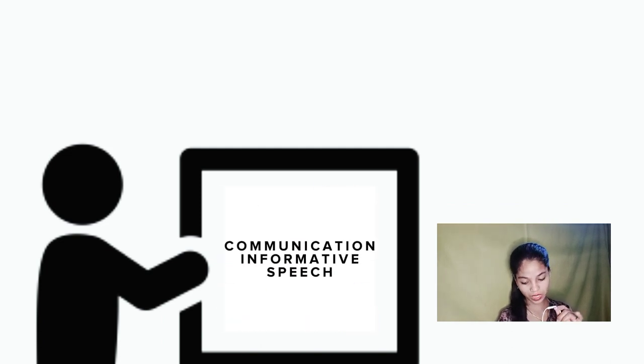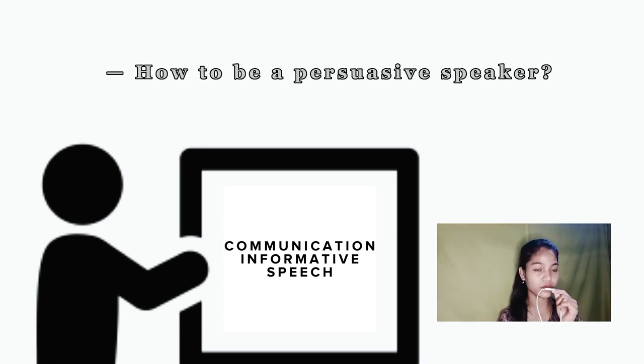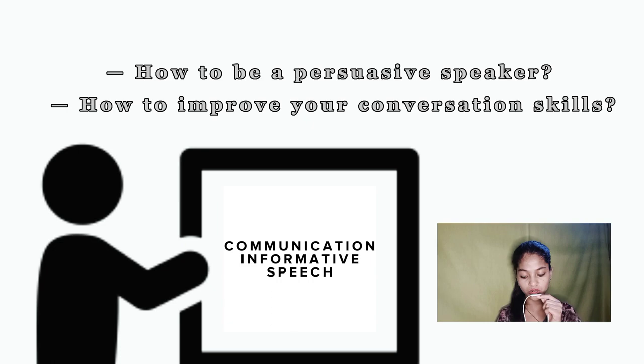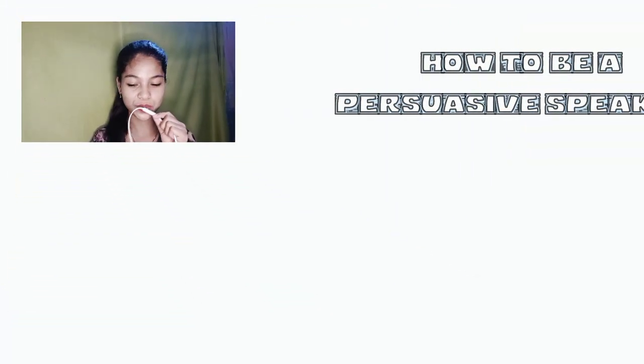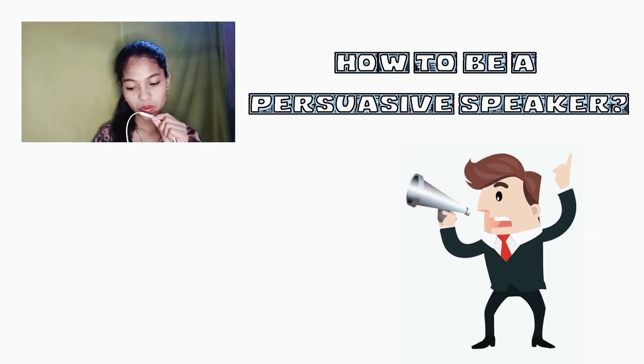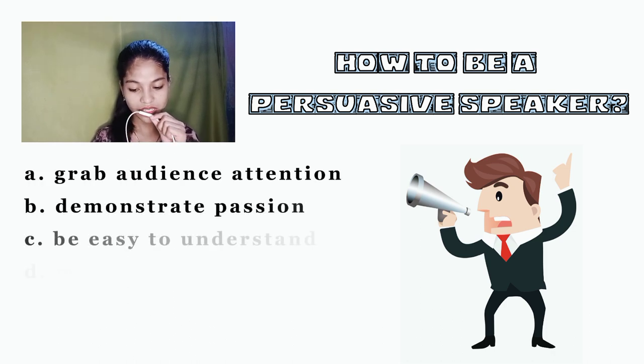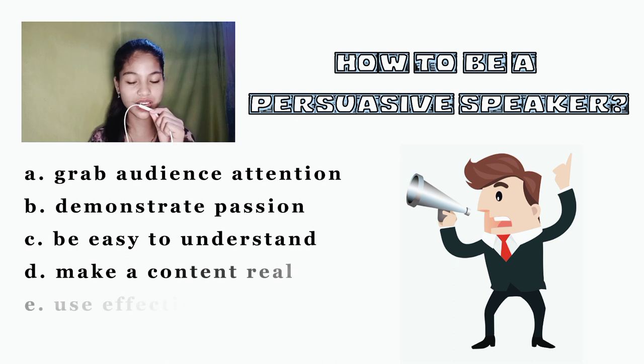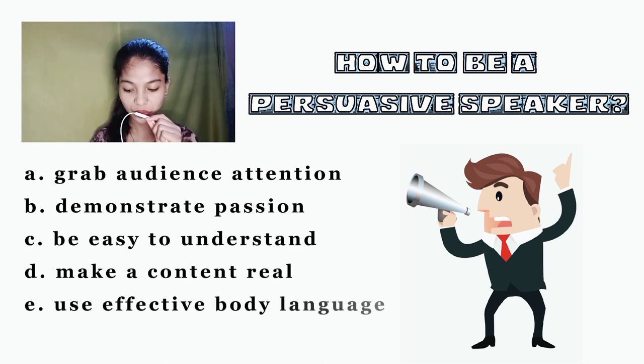The topic that was chosen is communication informative speech. And we have two questions to answer, which are how to be a persuasive speaker and how to improve your conversation skills. Question number one, how to be a persuasive speaker. I have here the list on how to be a persuasive speaker. We have here: grab audience attention, demonstrate passion, be easy to understand, make a content real, and use effective body language.